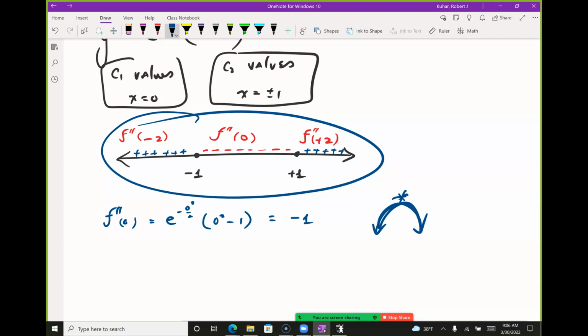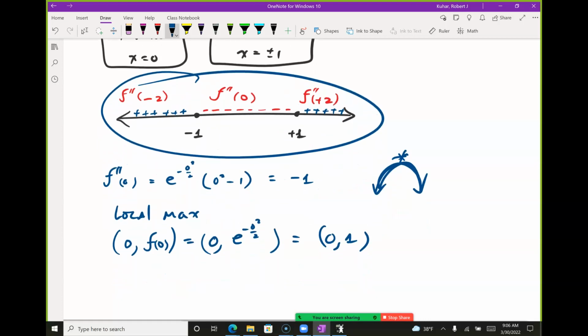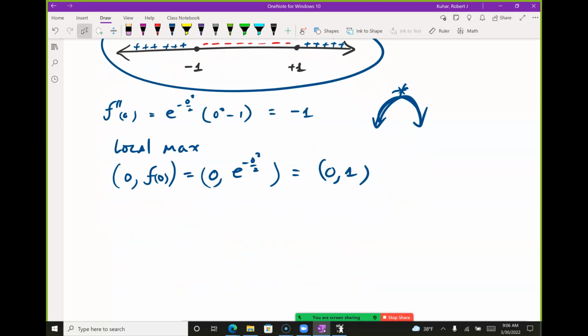I know I have a local max. I know I have 2 inflection points. So I could do the work for those points in the conclusion, or I could do them ahead of time. I'm going to choose to do them ahead of time, right? So I know I have a local max, right, at 0, comma f of 0, which is 0, comma e to the minus 0 squared over 2, which is 1. So I'm just doing the legwork for my local max and my inflection points.